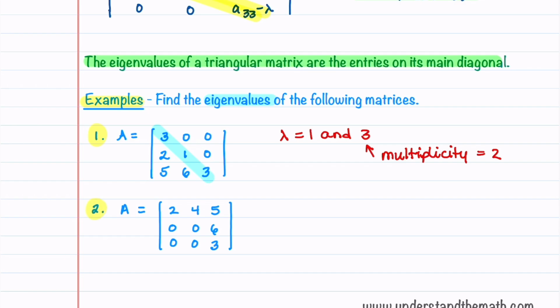In our second example, these are the entries along our main diagonal, so we just say that lambda is equal to 0, 2, and 3. Note that an eigenvalue can be equal to 0, and we'll talk more about that in the next video, but an eigenvector cannot be equal to 0.